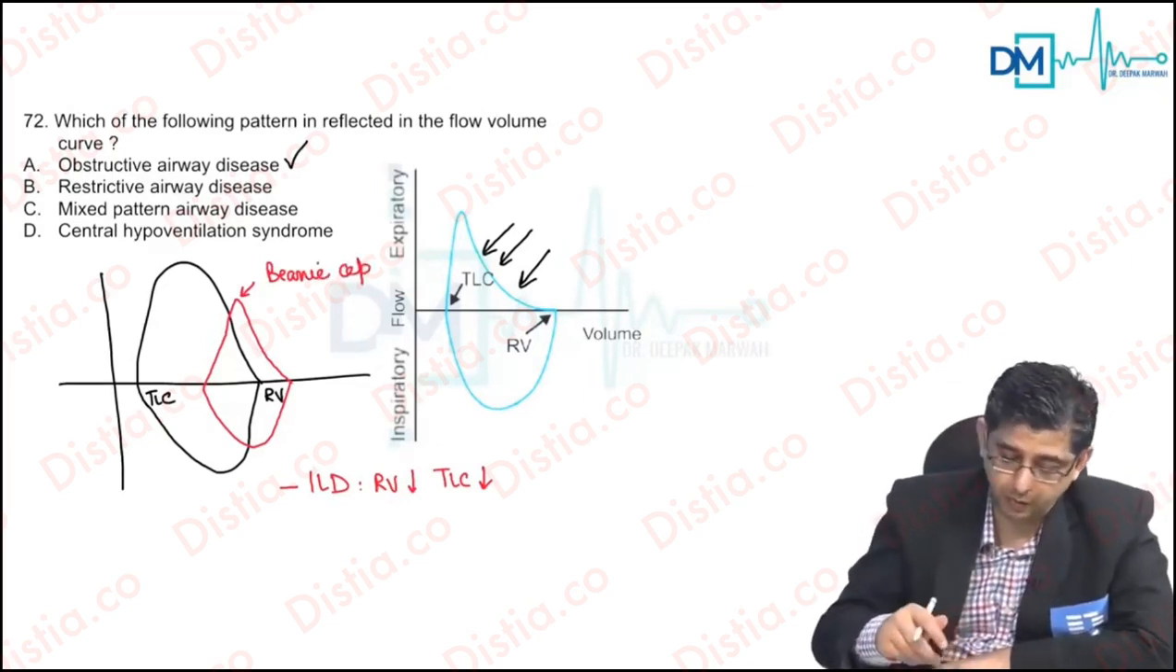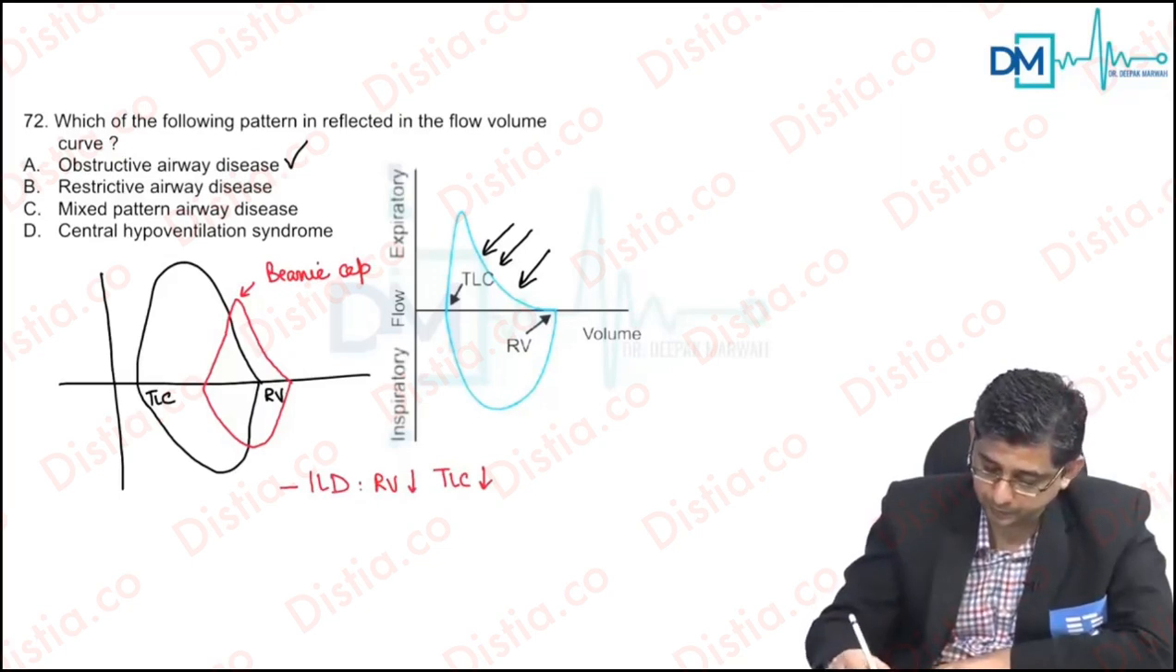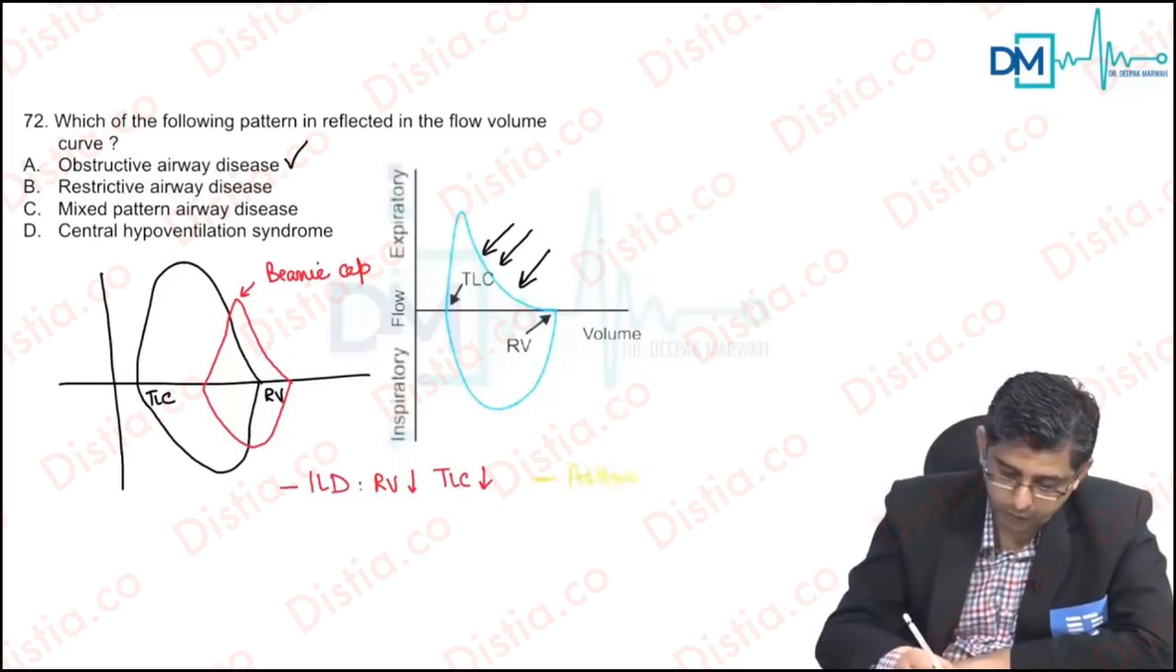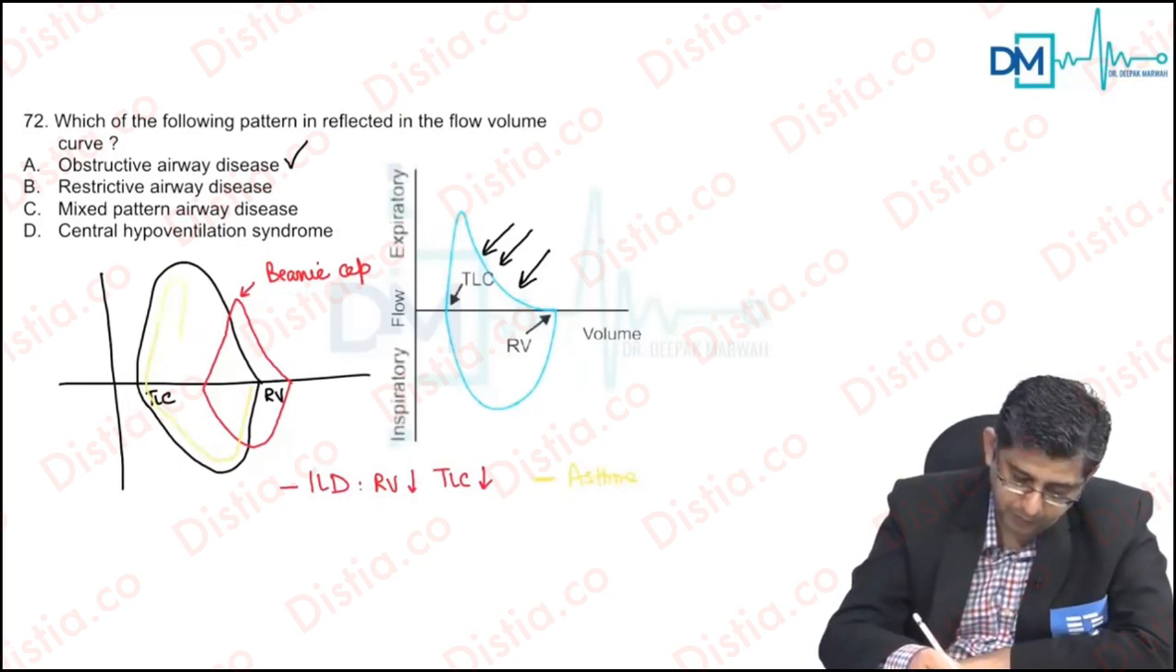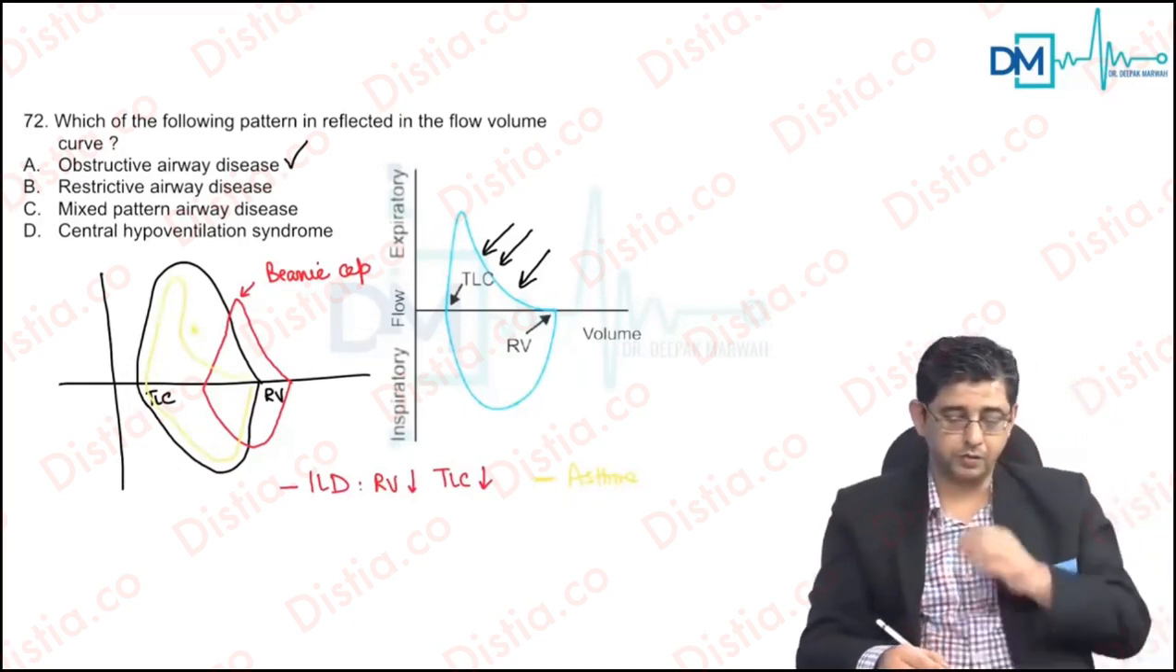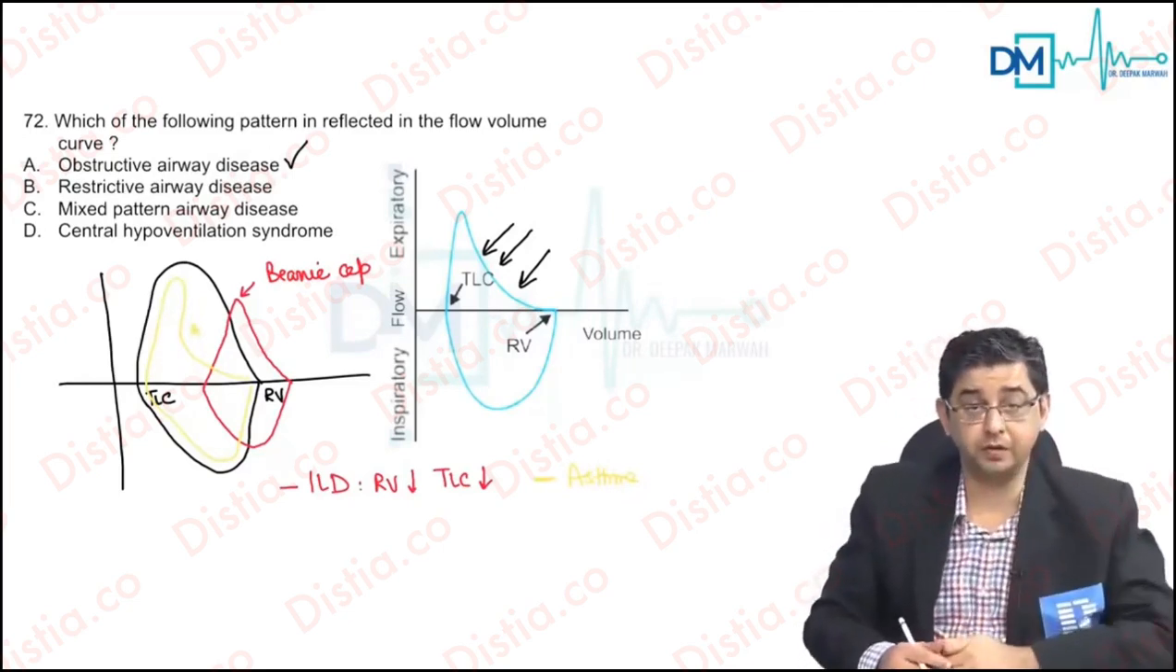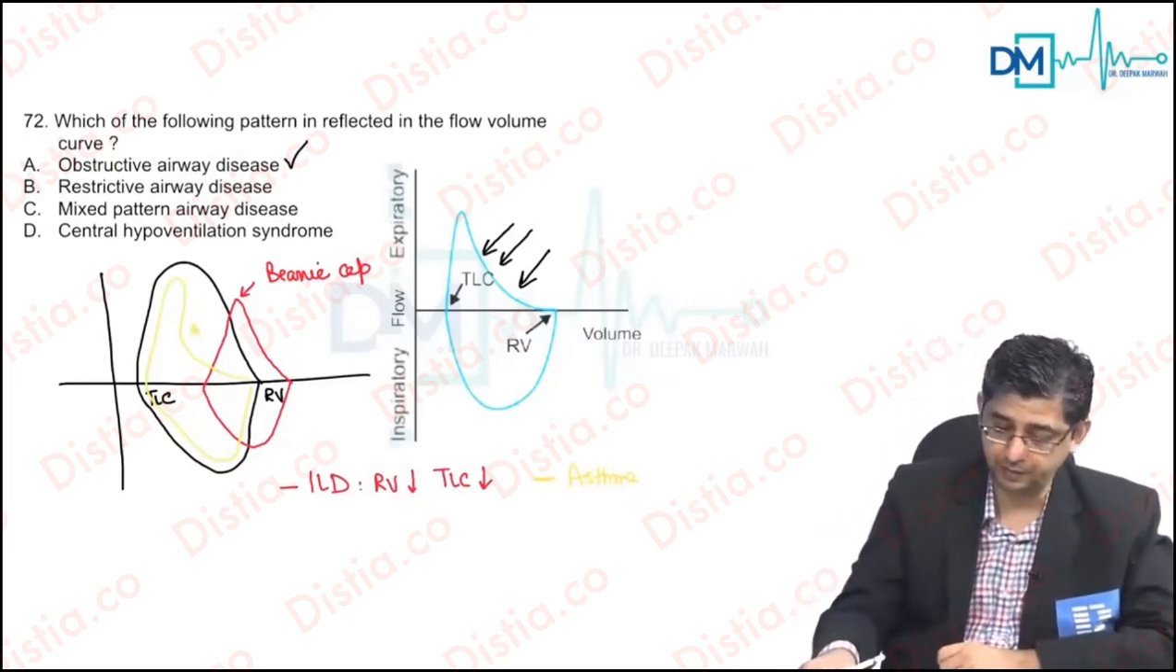Whereas in patients who have bronchial asthma, you will notice that in the tracing, the expiratory part will have a concavity like this. So the correct diagnosis for this question would be obstructive airway disease. Answer is A.